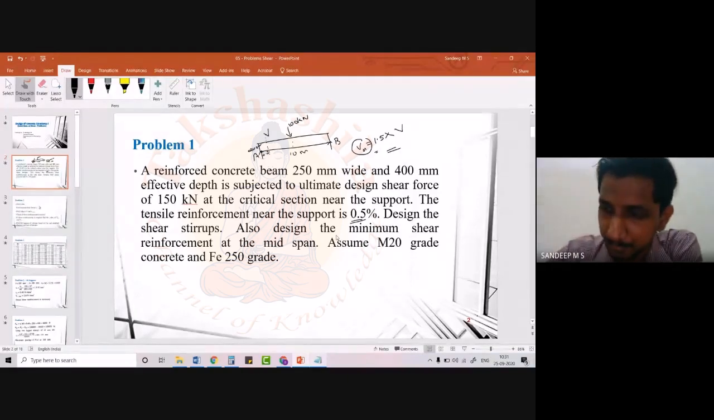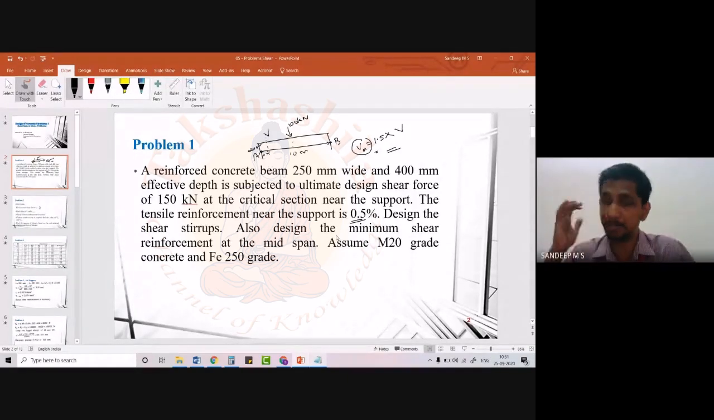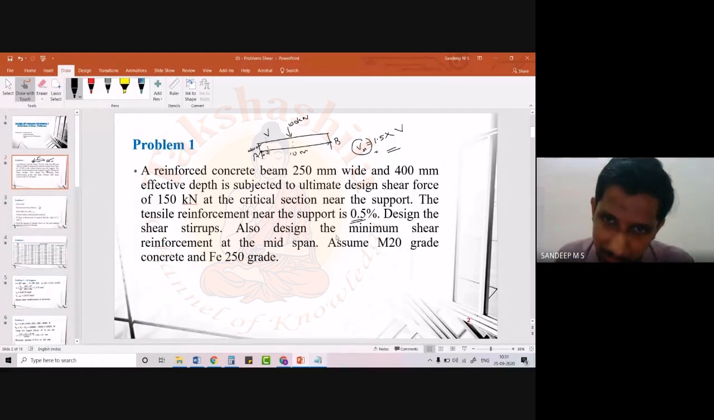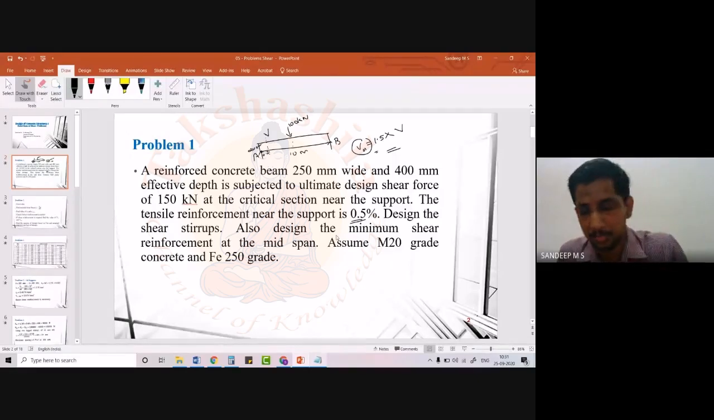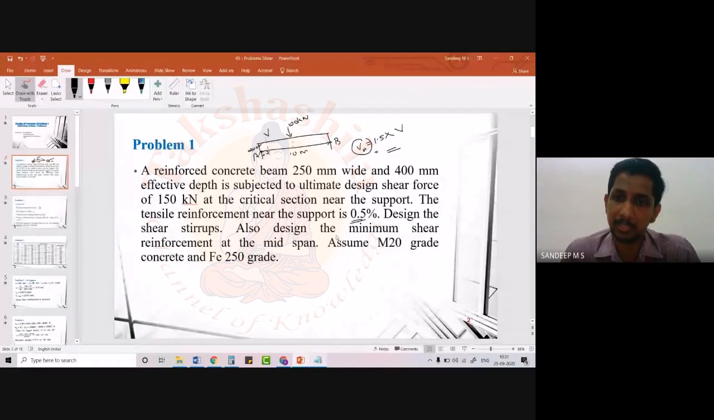Okay. Now please proceed and tell me the value of tau C, tau V as well as tau C max. You need to refer to IS 456. Tables are there. So that's how you can find out the value of tau C and tau C max. And in between, if you have any doubts or confusion, please clear it now. Please feel free to ask me. I am ready to explain any number of times. That is not a problem for me. So if you have any sort of doubts, please do ask it. Okay.